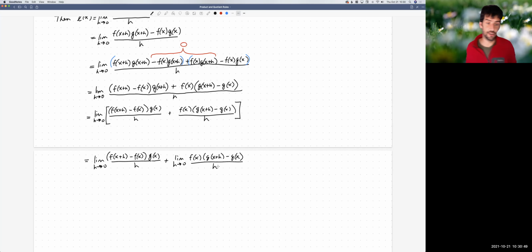All right, now here's, oh, sorry, I miscopied something at this step. This should have been g of x plus h, which means it should also be x plus h here.